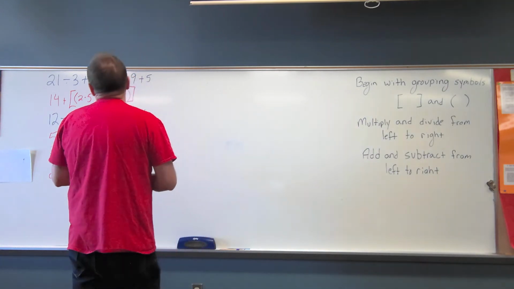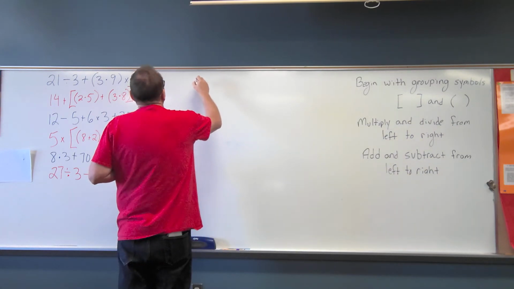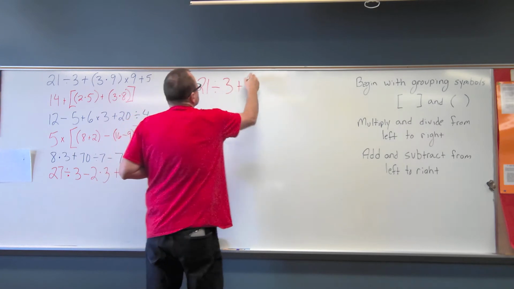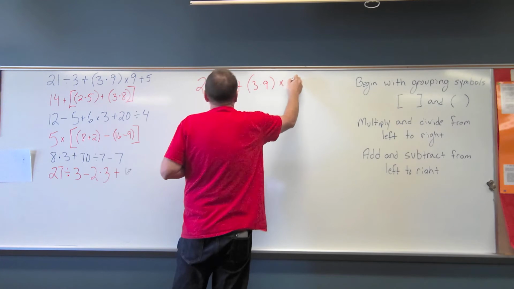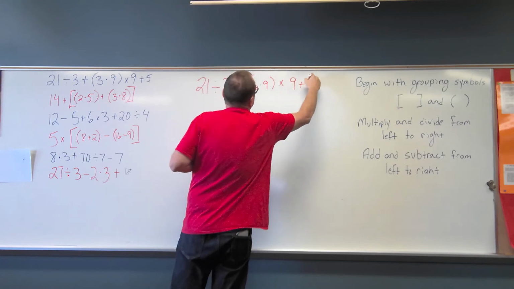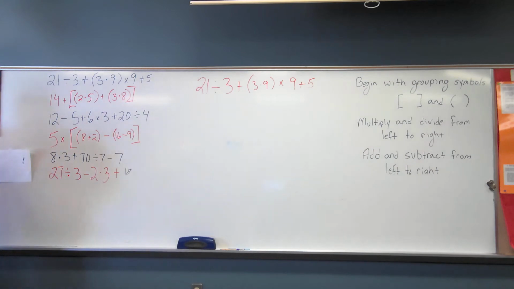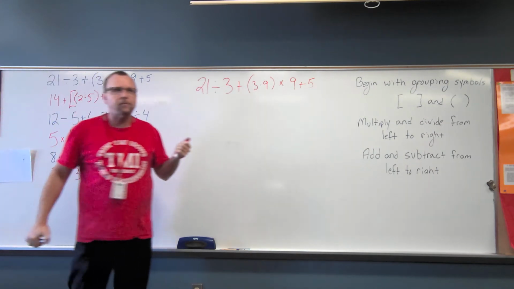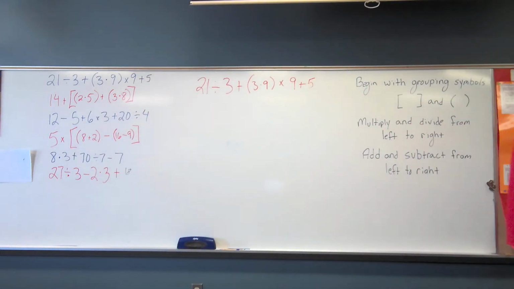Let's do 21 divided by 3 plus parentheses 3 times 9 plus 5. Now the reason I selected that is because it's got the little dot for multiplication, and a bunch of people this week have come up and asked, what does that dot mean? It means multiplication, so that's what that dot means.